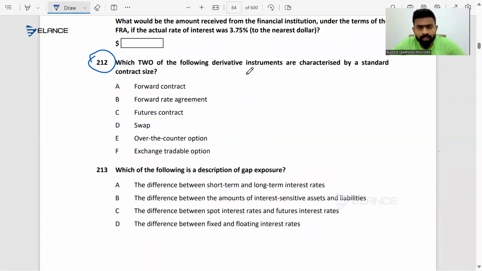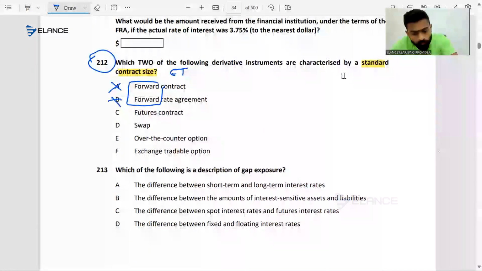Which two of the following derivatives are characterized by standardized contracts? Are standardized contracts over the counter or exchange traded? Do comment. They are ETCs, right? Exchange traded contracts. So we need to pick the exchange traded. Forwards are over the counter, so they are tailor-made. Futures are exchange traded, so it's a standardized contract.